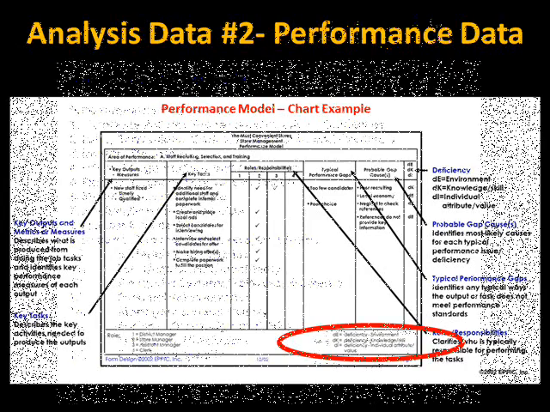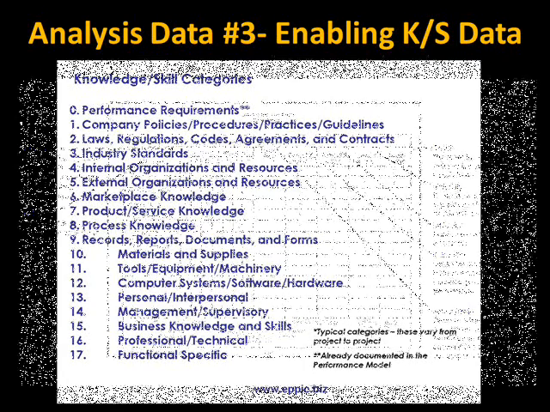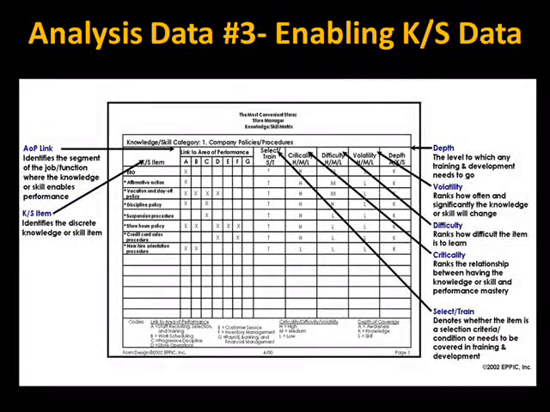The third part of analysis data are the enabling knowledge and skills. In order to perform, you need to know certain things. You have to have certain skills, like mastering a spreadsheet and things like that, so that you can apply that into the authentic performance of doing a budget. We use the knowledge and skill matrices then to tie per category to the areas of performance.